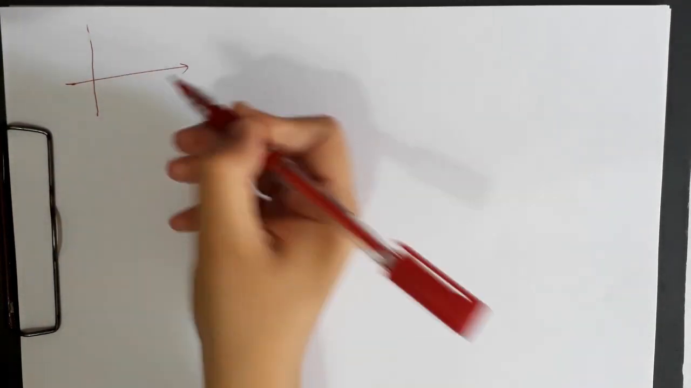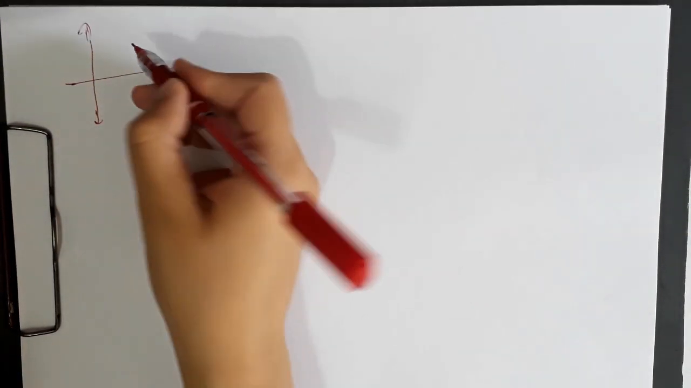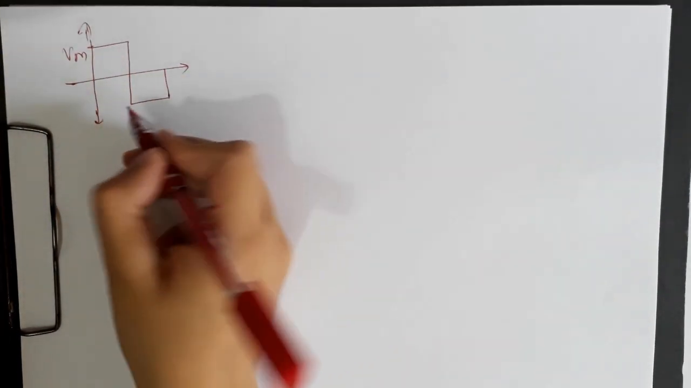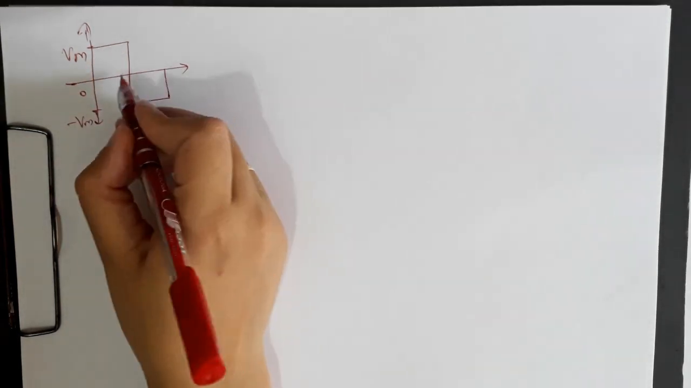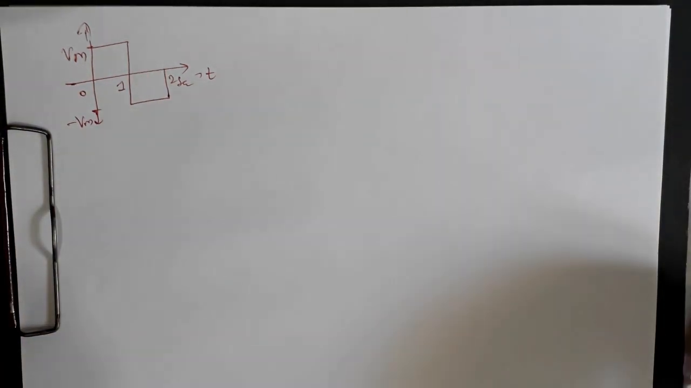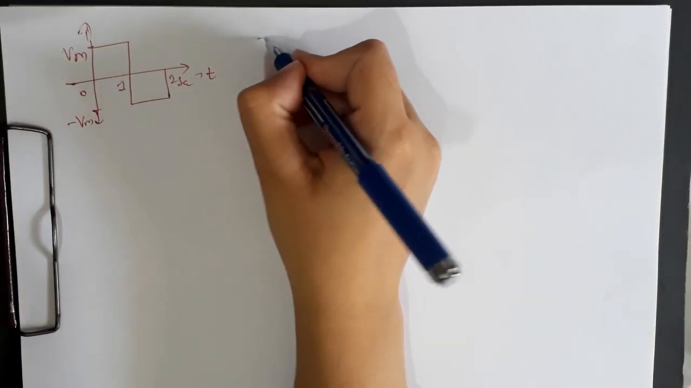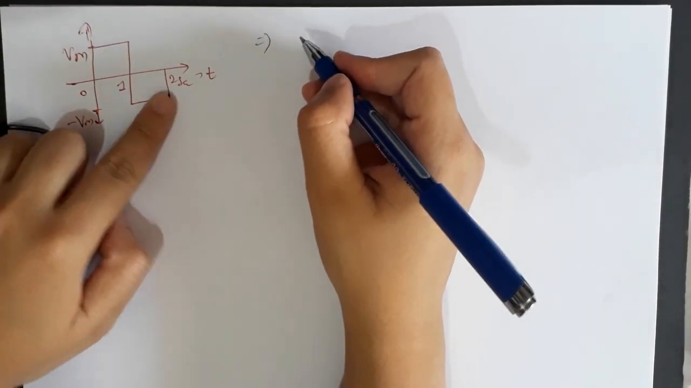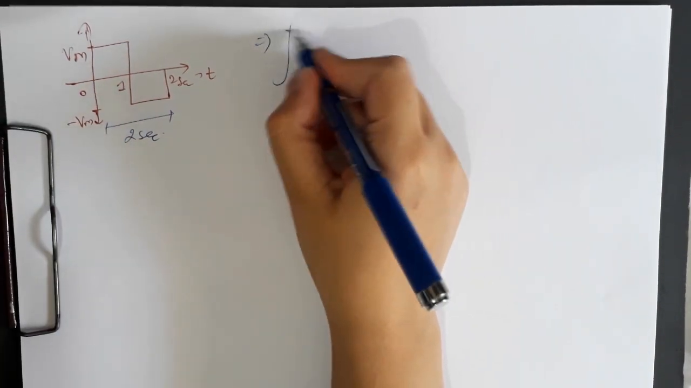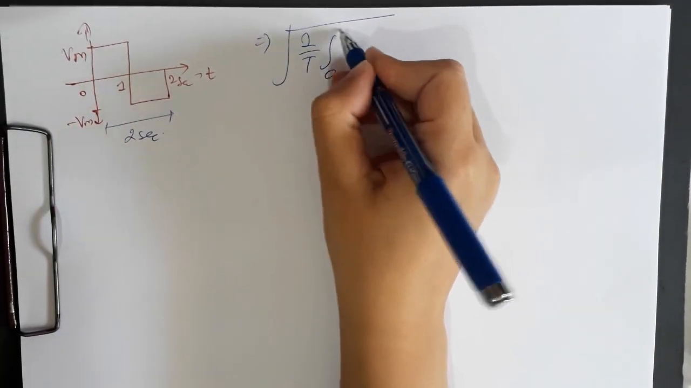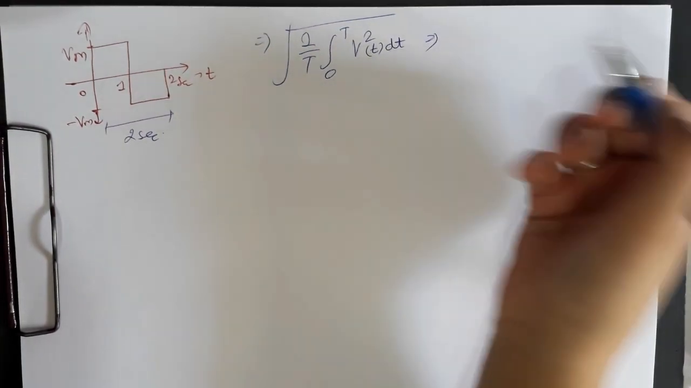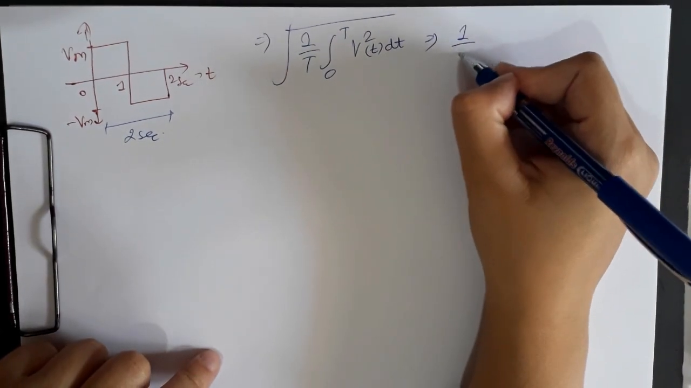Taking the next example, this is our waveform. This is Vm, this is minus Vm, this is 0, this is 1, and this is 2 seconds. Time is in seconds. This is the time period. Here similar procedure. First of all, this waveform has a time period of 2 seconds. Now Vrms is under root of 1 upon T, integral from 0 to T of v square as a function of time into dt. Now friends, here time period is 2 seconds.